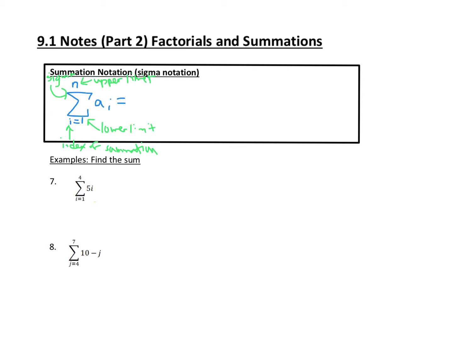Everywhere that we see an I, we're going to substitute in 1, then evaluate, then we add that. We do the same thing, then we go to 2. Everywhere that you see an I, you substitute in 2. You keep doing that until you get to whatever your upper limit of summation is, which in this case is called n. In the end, you're going to add everything together.